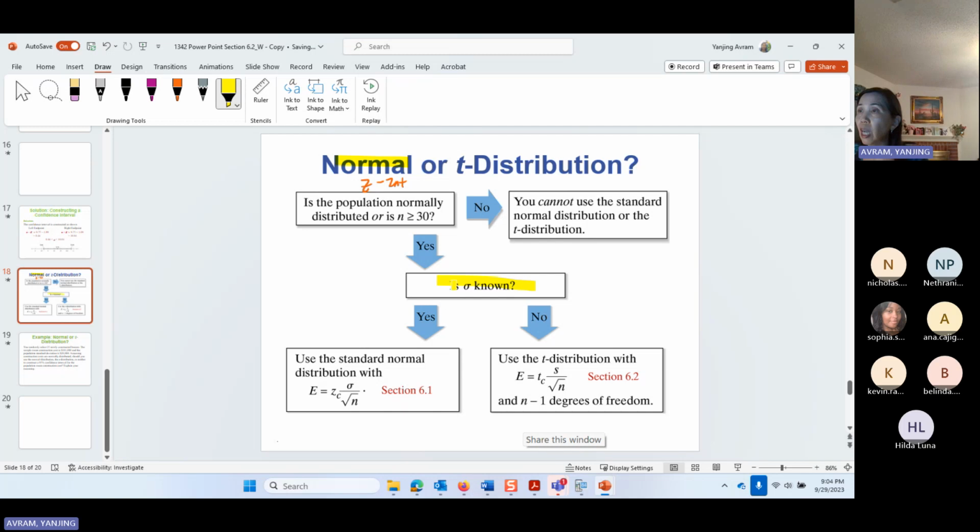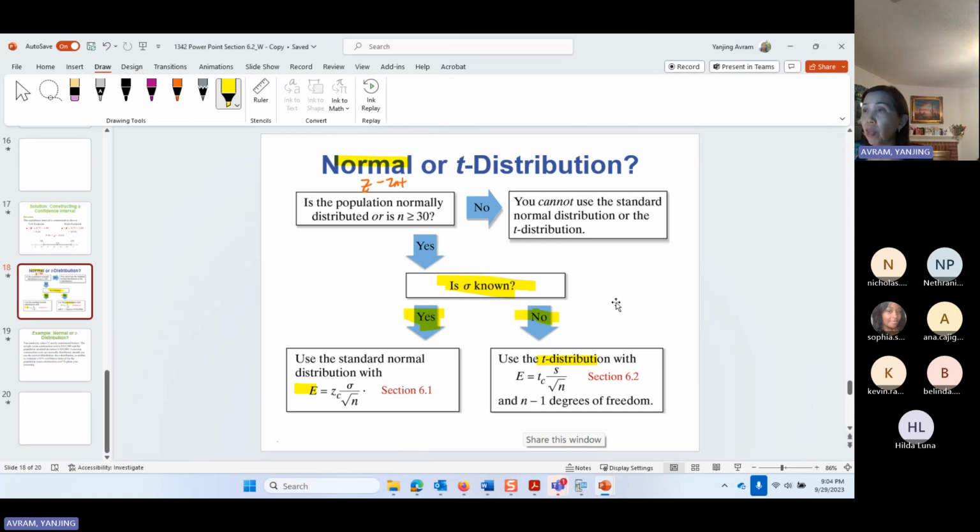And then the key thing here is, do you use Z or T? Is sigma known? If it's not, that means unknown, right? You're using the T distribution. If sigma is known, the answer is yes. Now you're using the Z distribution, Z interval in here. Okay, so that means this is sigma. That's why I asked you earlier. It's very, very important for the sigma in here.